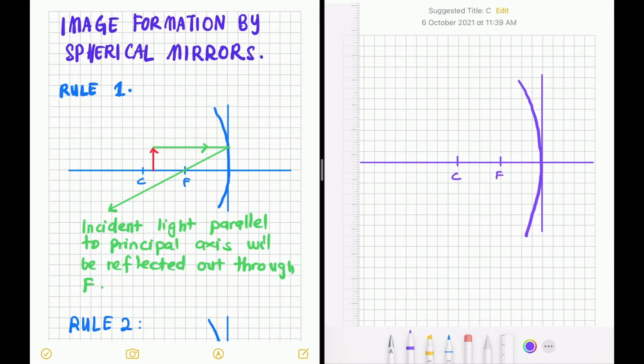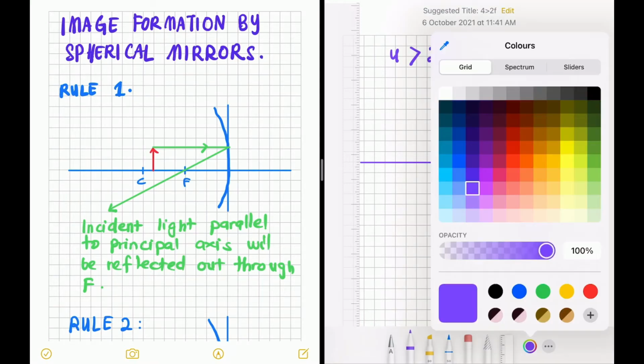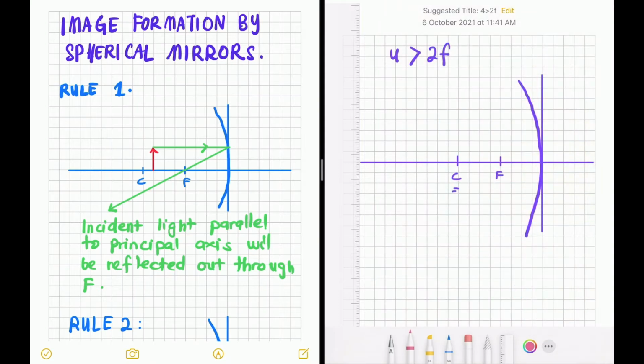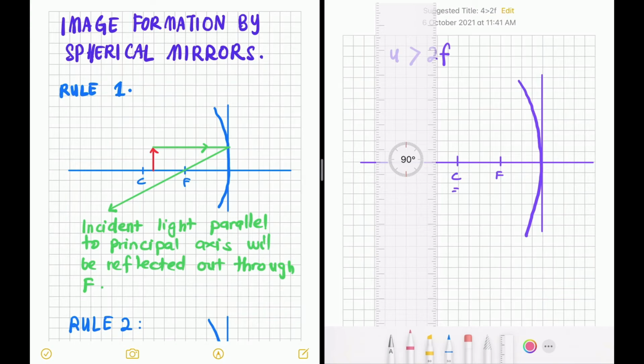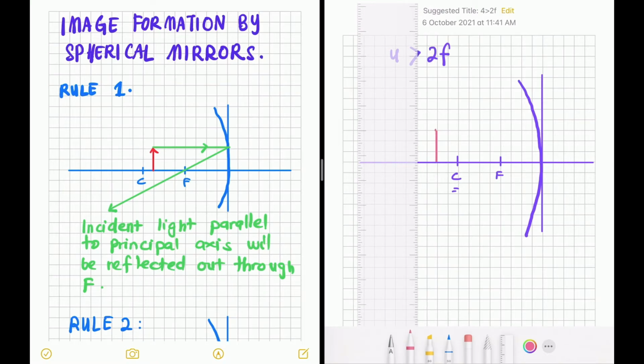Okay, let's say the question asks you to draw a ray diagram for an object with object distance greater than 2F. So 2F is equal to C. You can put your object at any distance which is greater than C. So I will put my object here. We can draw the object as an upright arrow.